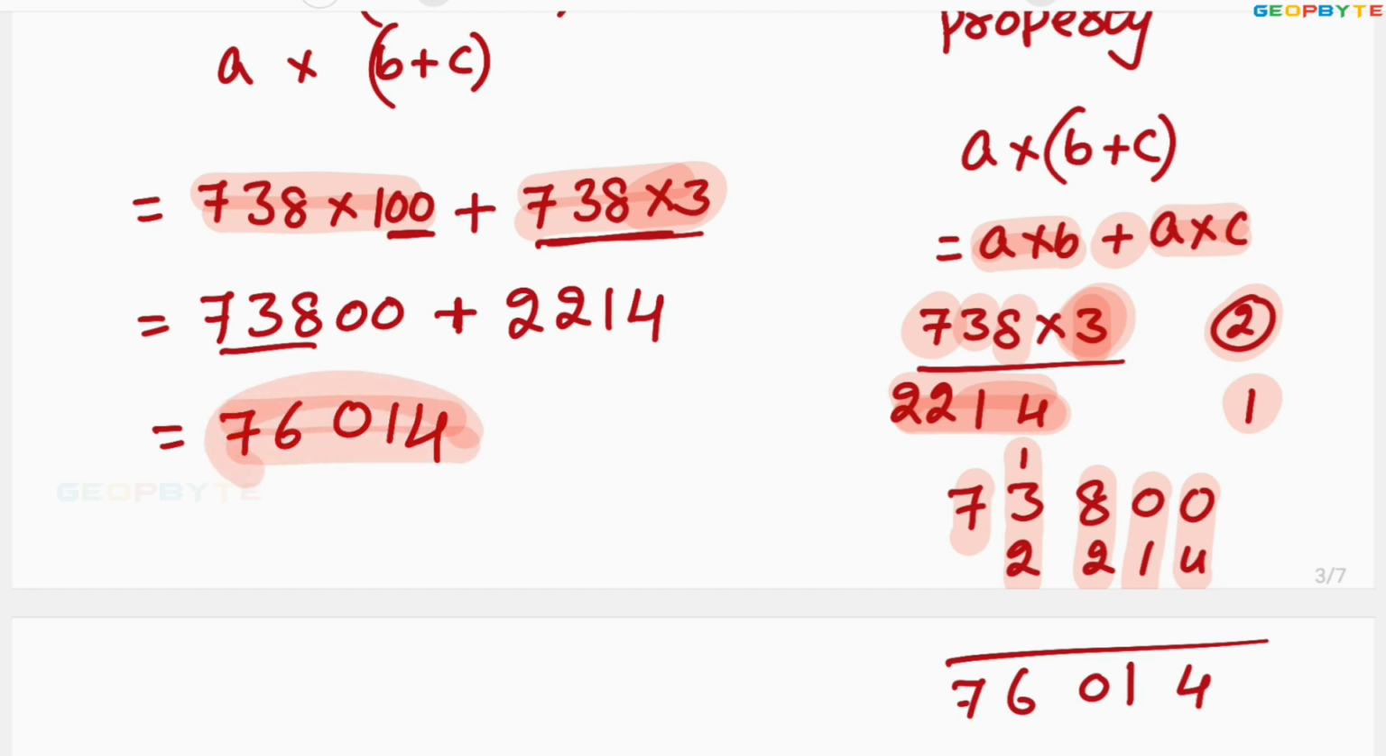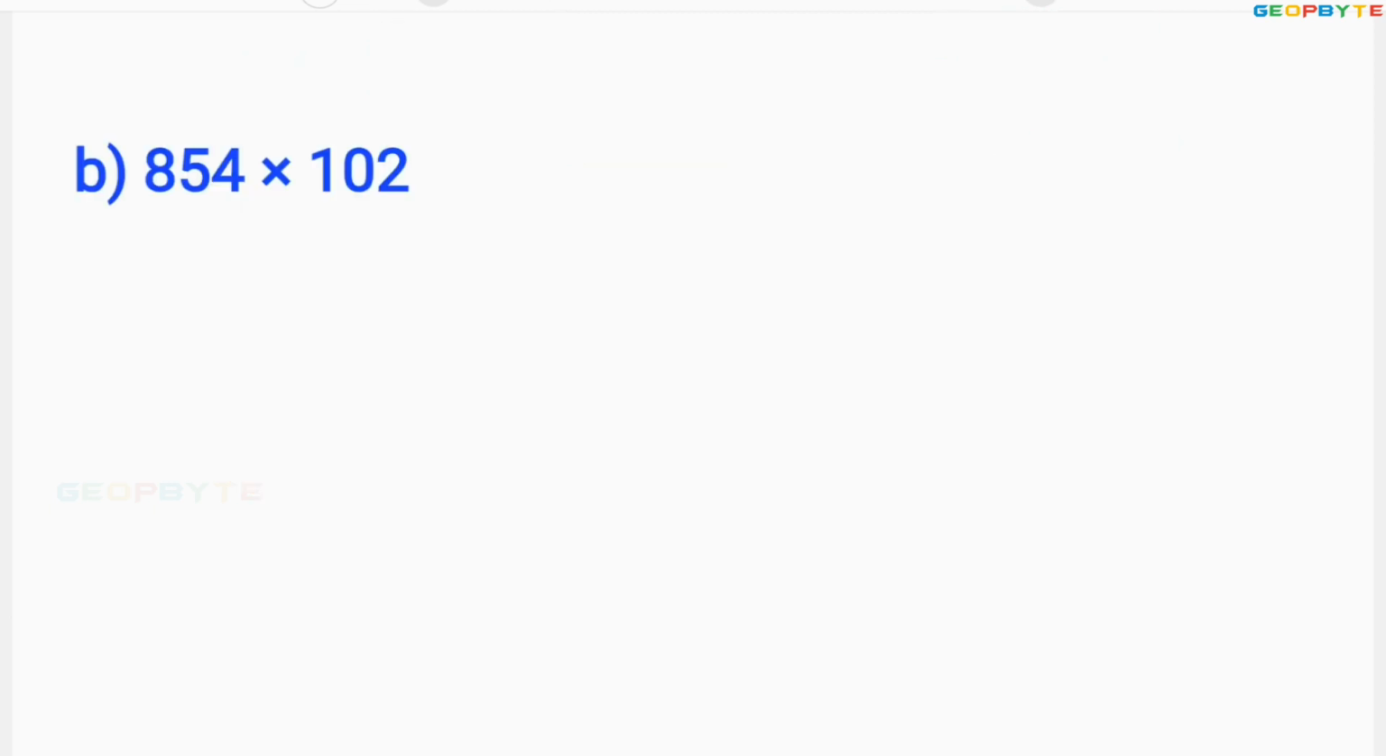I hope all of you clearly understood. Dear students, I have been observing each and every point at your understanding level. Now let us take the bit B. Look at the bit B, 854 multiplied by 102.